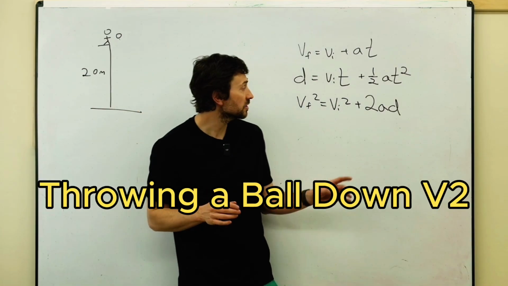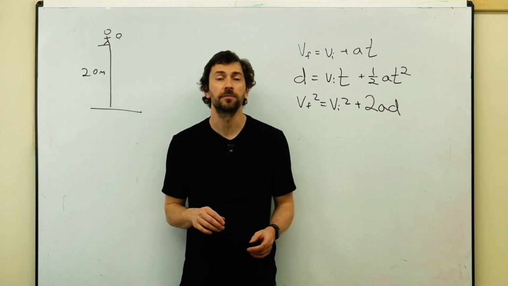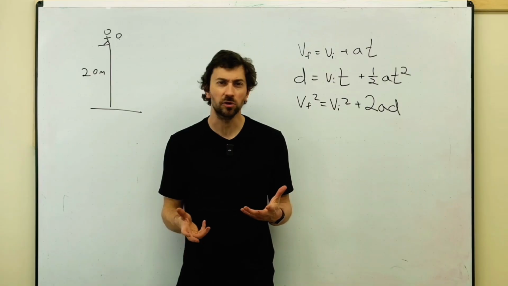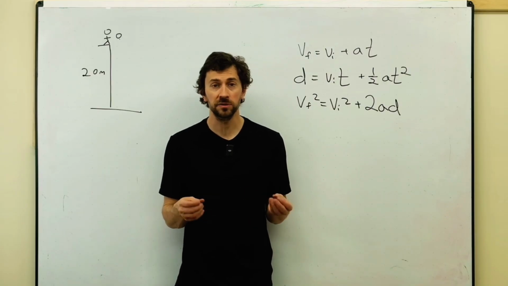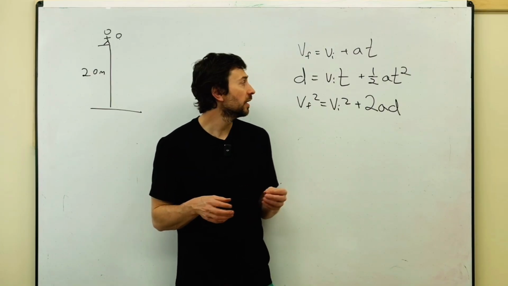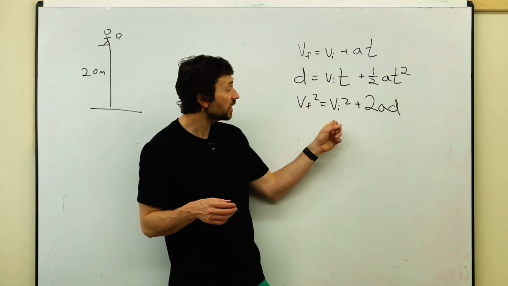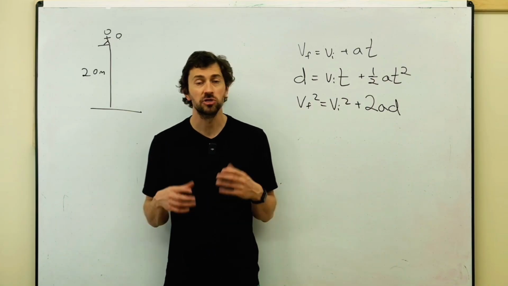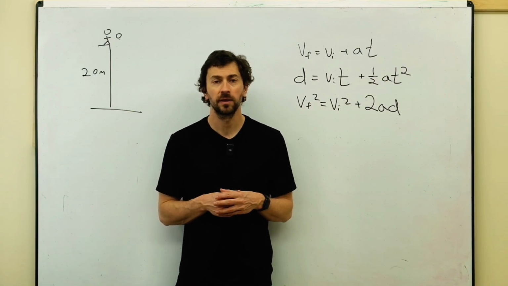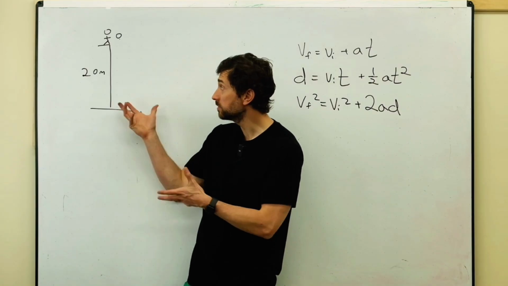Let's do some examples about this third equation here. Now, it's again a similar equation with some variables, but it's also unique. Vf squared equals Vi squared plus 2ad. It's not quite the same as the other ones. So let's imagine this same situation here.